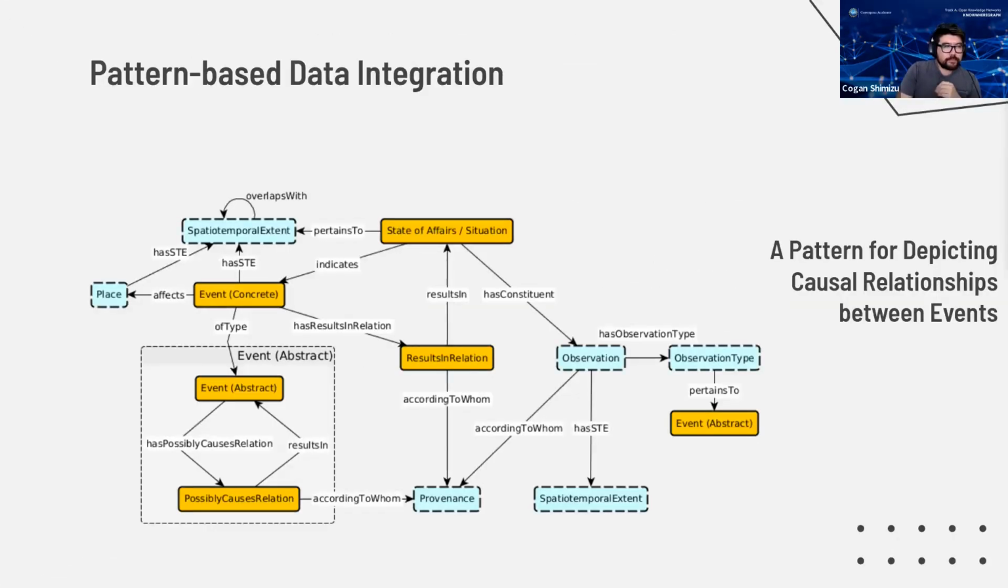So, excuse me, we first have the patterns. So we have a pattern, an ontology design pattern for depicting the causal relations between events.